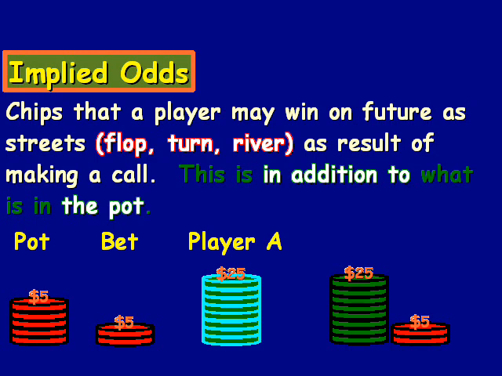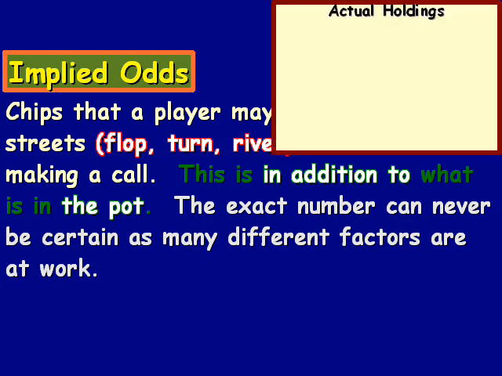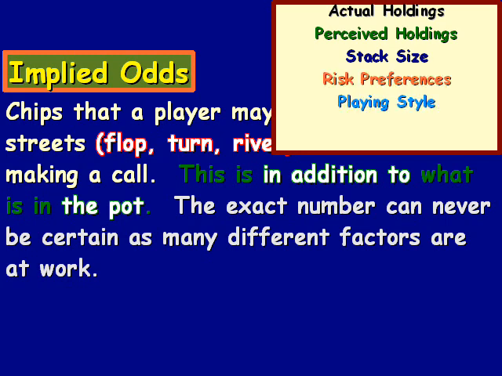Now, one thing to keep in mind here is the exact number can never be certain, as there are many different factors at work. Factors such as actual holdings of the players, what they perceive their opponent's holdings to be, stack size, risk preferences, playing style. Previous history can play a huge role, as to how they played against each other before and what likely holdings they may have as far as ranges. And sometimes whether or not a player is up or down for the session can have an impact on what the actual implied odds are. If their chips are on lockdown, implied odds are not going to be very big.